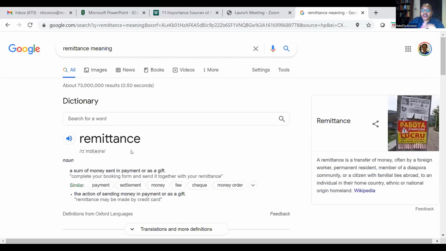When they say I'm going to remit money, it means I'm going to send money. Okay? Who sends money? Debtors can send money. Okay? Us as a business, we can also send money to our creditors. Okay? Are we together? Yes, madam.